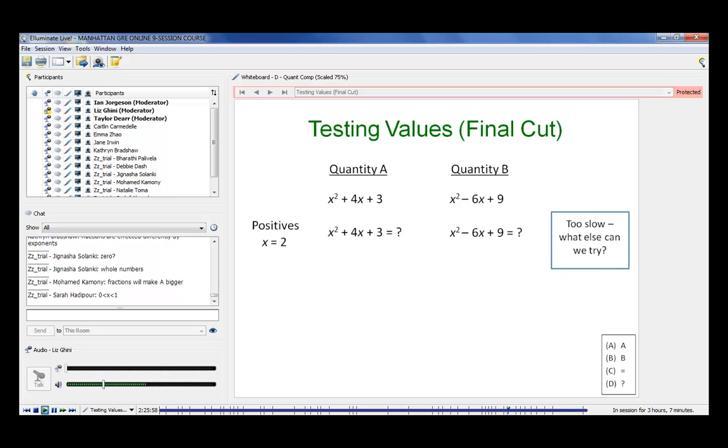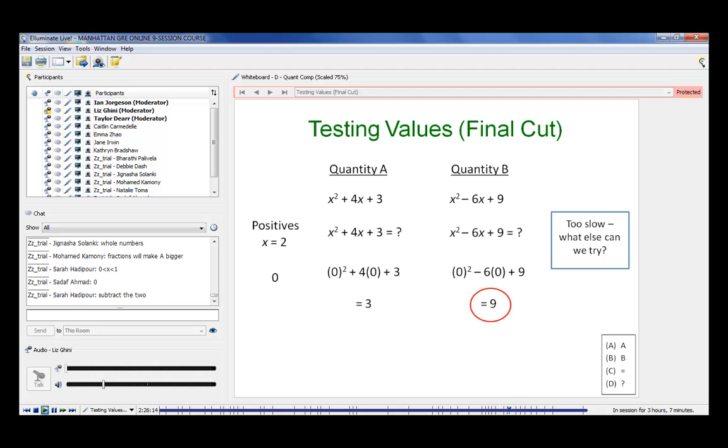What should I test instead? Guys, what should I test instead? What would be easy to test and informative? Anybody? What would be helpful? Yeah, testing 0 could be great. All right, I'll test 0. Okay, and then quantity B is greater. What else should I test?